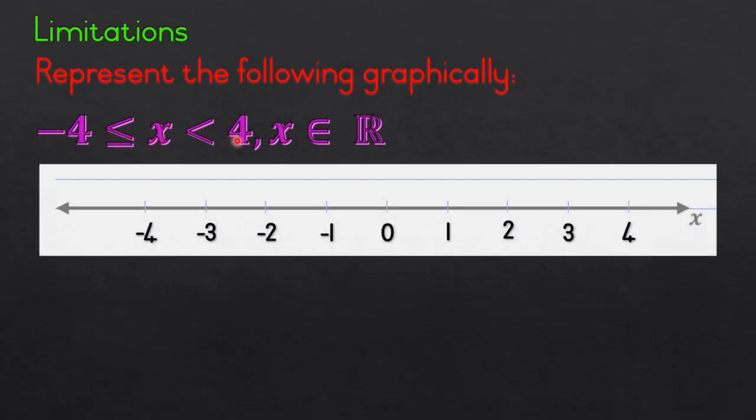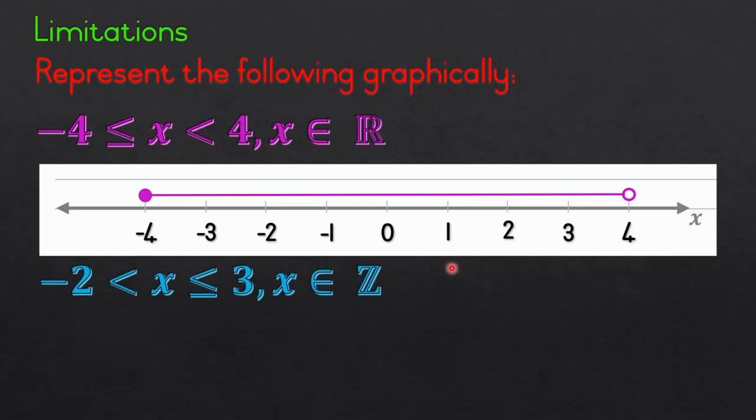So if we draw a number line, we know we're working between the -4 and +4. We know that -4 is included, therefore we can make a solid dot. 4 is excluded because it does not say it is included, therefore this one is an open dot. We know this is real numbers, therefore we can connect these two dots with a solid line.